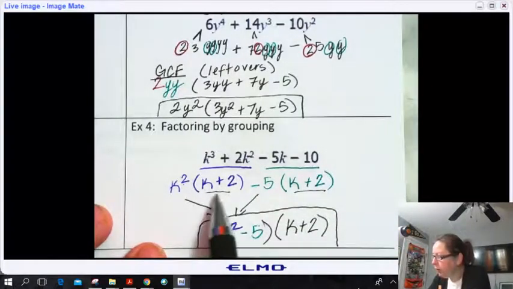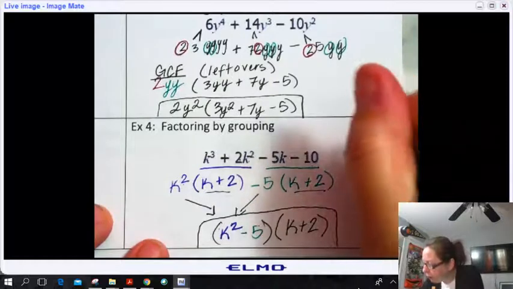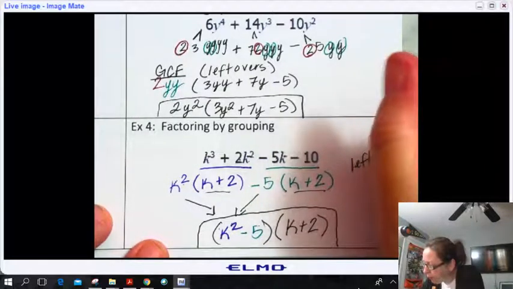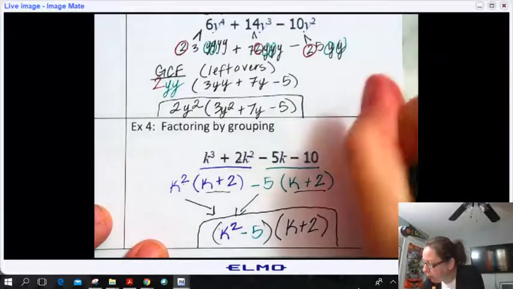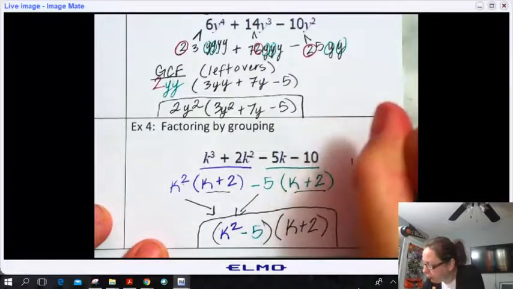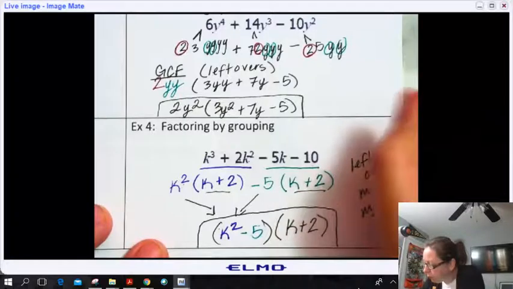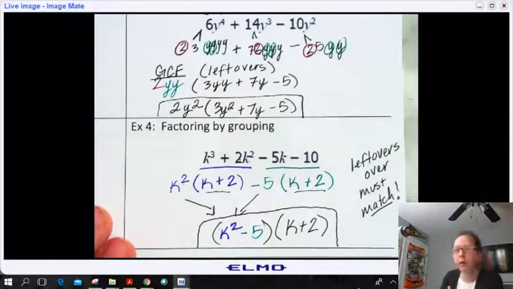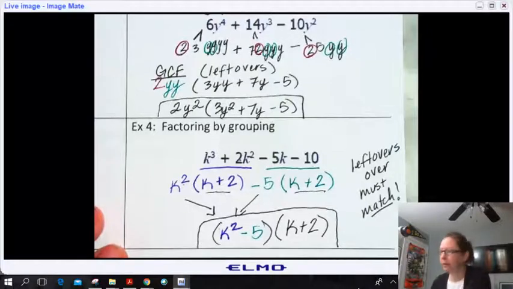Now, if for some reason your leftovers do not match, then you've done something wrong. The leftovers must match. Okay? Alrighty. So that is by grouping.